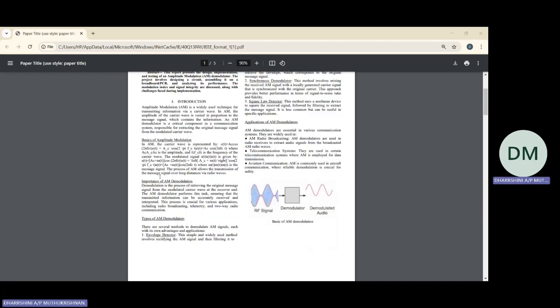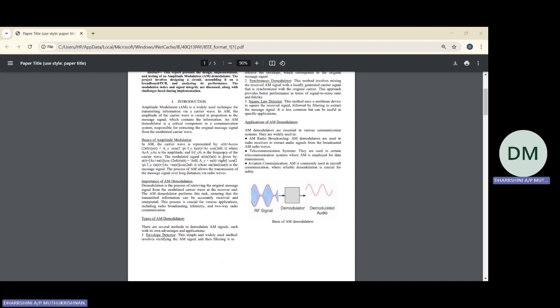Let's see the importance of AM demodulation. AM demodulation is crucial because it allows us to extract the transmitted message from the modulated carrier wave. Without demodulation, the information would remain embedded in the high frequency signal and be unreadable. Some key applications of demodulation are in AM receivers, aviation communication, and telecommunication.